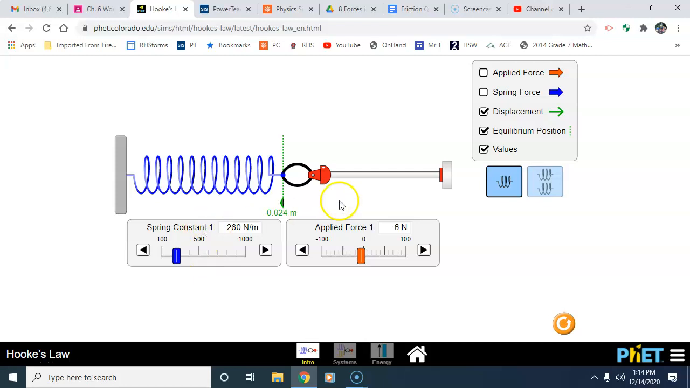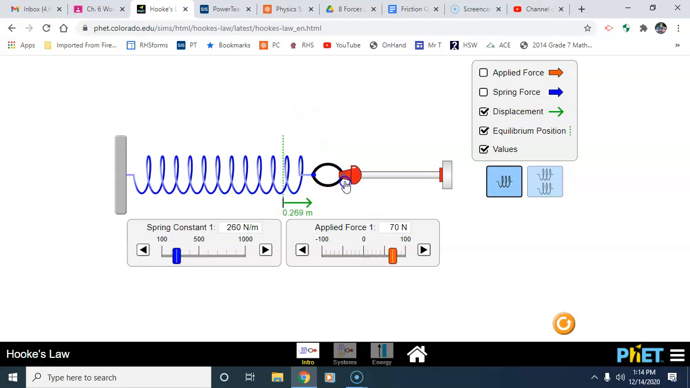So, right now I have this simulated spring with 0 newtons of force on it, so that means it's at equilibrium. This is where it naturally is. This spring is able to stretch or compress. Some springs are only stretchable, and when they're at equilibrium, they can't compress anymore. This spring could go either way. So I'm going to stretch this spring 0.269 meters. And here's the spring constant that's listed in this simulation.